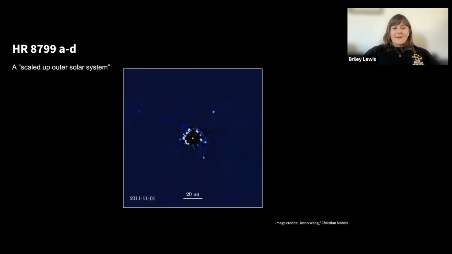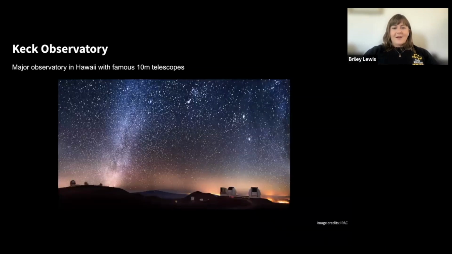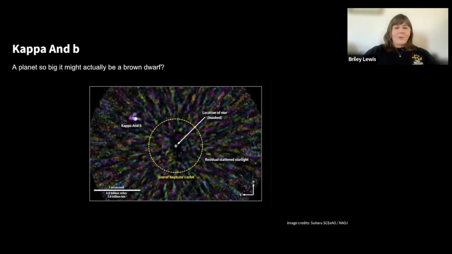Okay, so HR 8799. Our next one is Kappa Andromedae b. This is a planet so big that it could actually be a brown dwarf, maybe. People have found out that it's 13 Jupiter masses, which is right on the borderline of what we define as a planet versus a brown dwarf. So it's interesting because it's helping us probe the difference between these two categories.